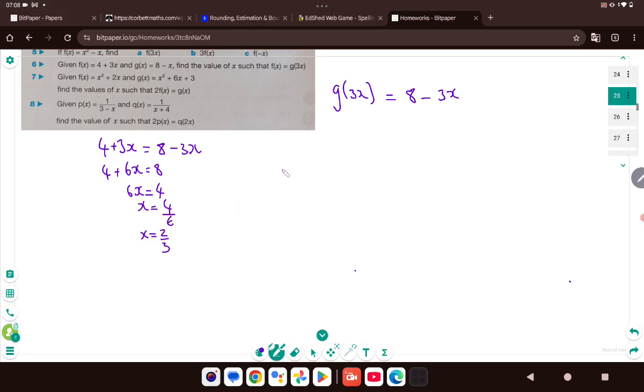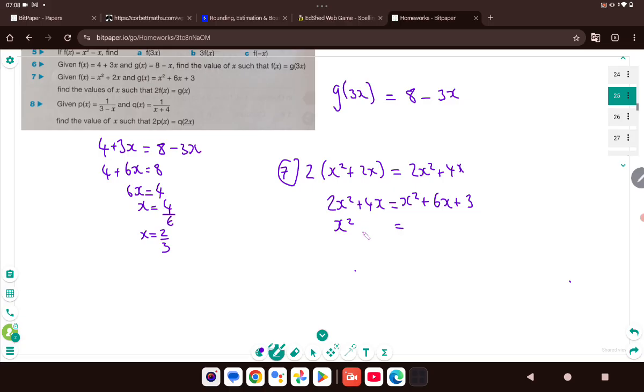Okay, question 7. Given my functions, find the value of x such that 2f of x equals g of x. 2f of x is 2 times the f function. I'm going to put that equal to g of x. It's a quadratic equation. I want it equal to 0, but I want a positive x squared. So I'm going to take x squared off both sides. And I'm going to take 6x off both sides. Take 3 off both sides.